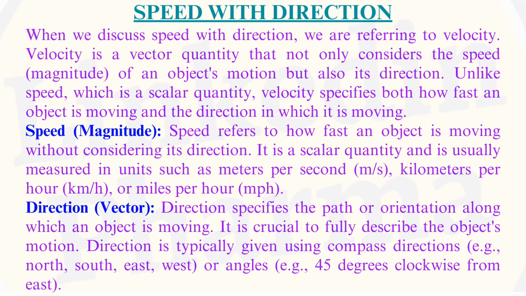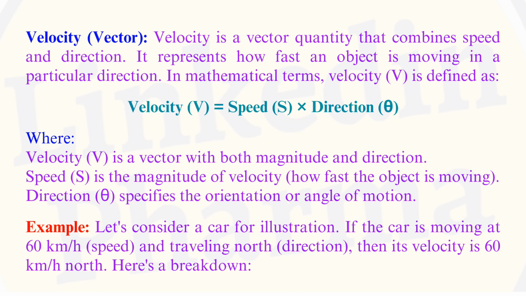It is crucial to fully describe the object's motion. Direction is typically given using compass directions, for example north, south, east, west, or angles, for example 45 degrees clockwise from east. Velocity, vector. Velocity is a vector quantity that combines speed and direction. It represents how fast an object is moving in a particular direction. In mathematical terms, velocity, v, is defined as velocity, v, equals speed, s, times direction, theta.